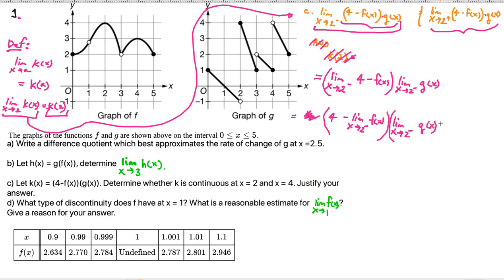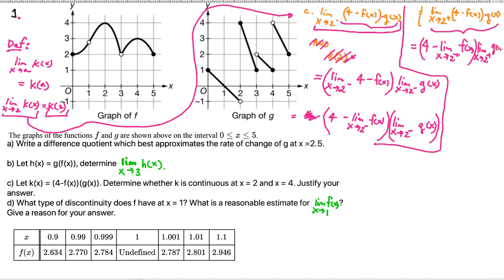And we should see here that this expression will hold equally true for the right-hand limit. So this over here is one side, let's say. This is where I'm coming to 2 from the left. And then this will also simplify in a similar manner to 4 minus the limit as x goes to 2 from the right this time of f of x times the limit as x goes to 2 from the right of g of x.